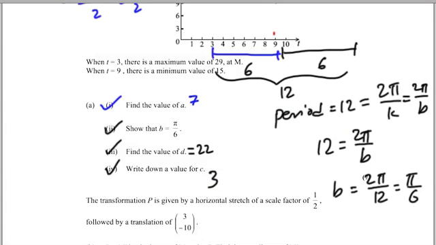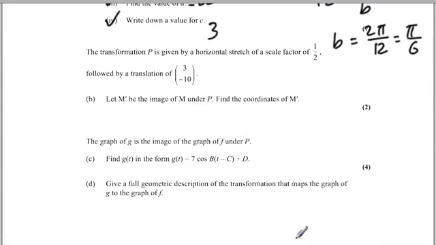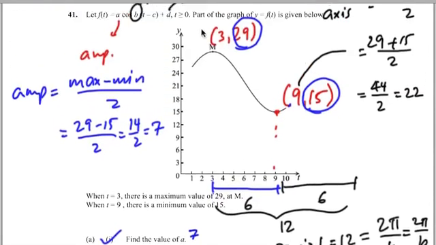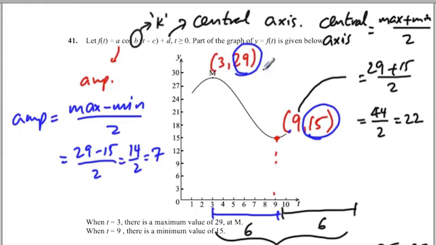Okay, so let's now move on to the rest of this. A transformation P is given by a horizontal stretch of a scale factor half, followed by a translation of (3, 10). Let M prime be the image of M under P. Find the coordinates of M prime. Now this sounds complicated. All it means is pick the value of M. So M in this case was, let's go back, (3, 29). This is the value of M right here, as we can see. X value of 3, or T value of 3, Y value of 29.